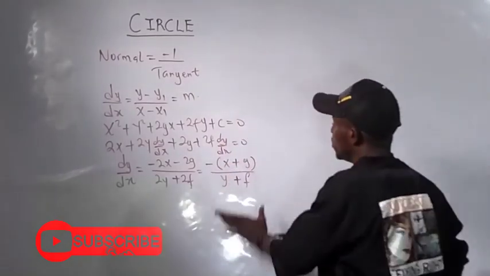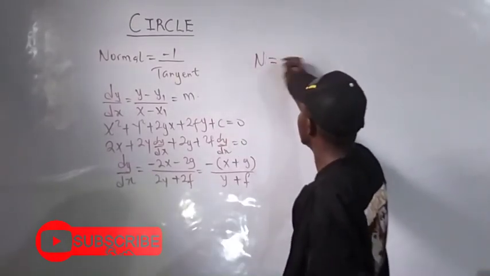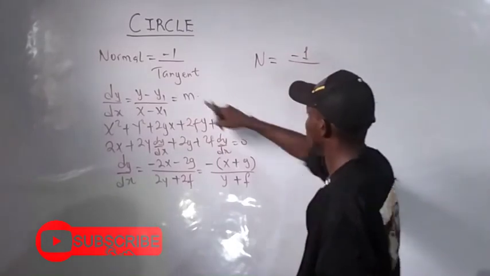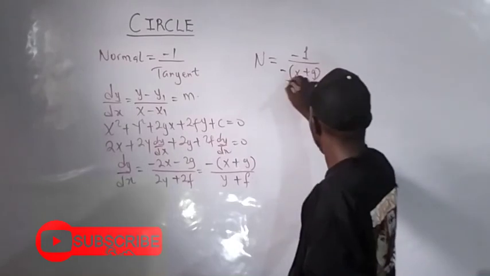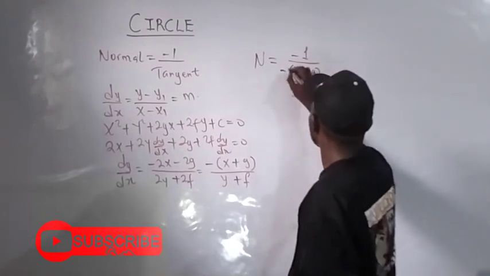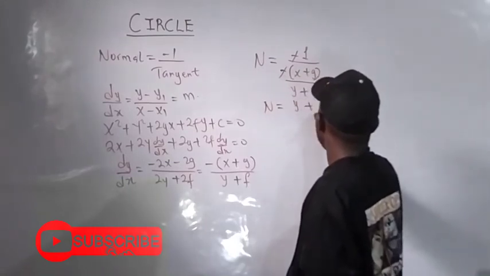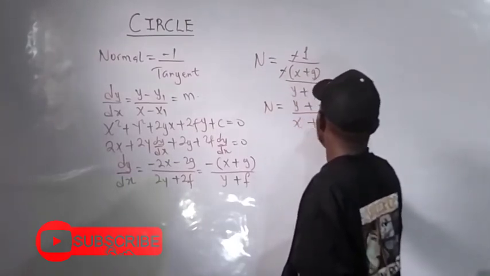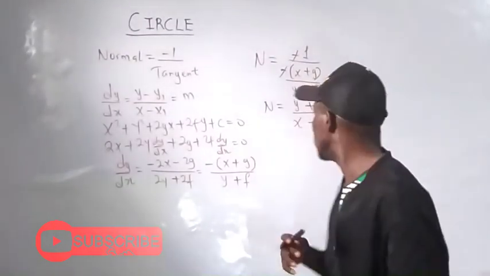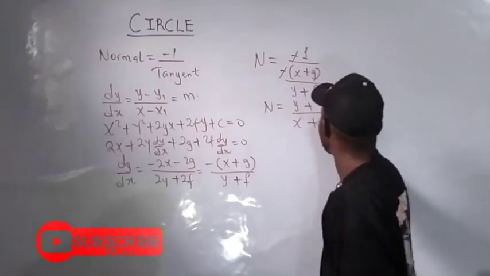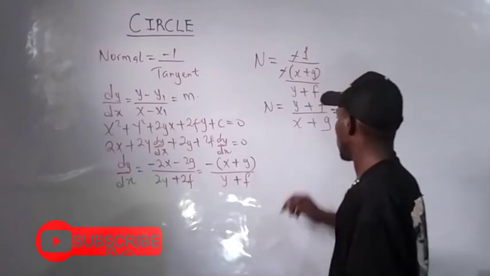Since we said that this is our tangent, then our normal, let's say n, is equal to minus 1 all over the dy dx of the tangent, which is minus x plus g all over y plus f. So minus cancels minus, then the normal is y plus f all over x plus g. When you want to derive the equation of a normal to a circle, you simply equate both together, because this is also the dy dx of a normal.